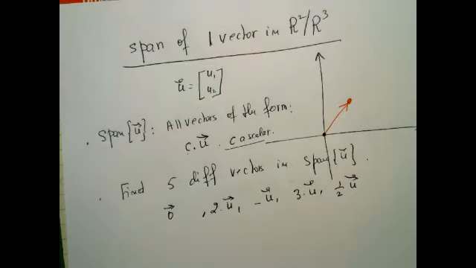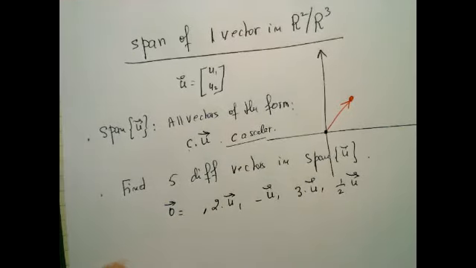Is this in the span? The zero vector. Can I write the zero vector as a scalar times U? Can I write it as a scalar times U? I can write it as 0 times the vector U. That's my scalar.